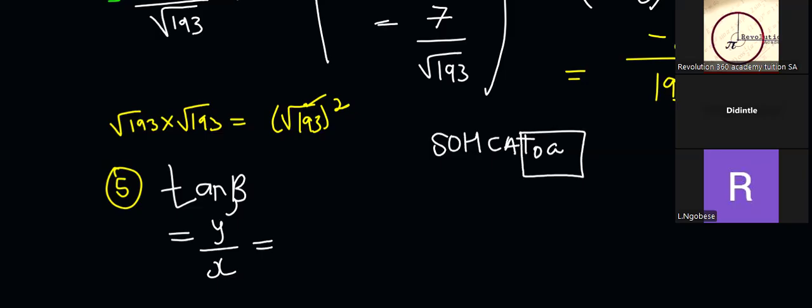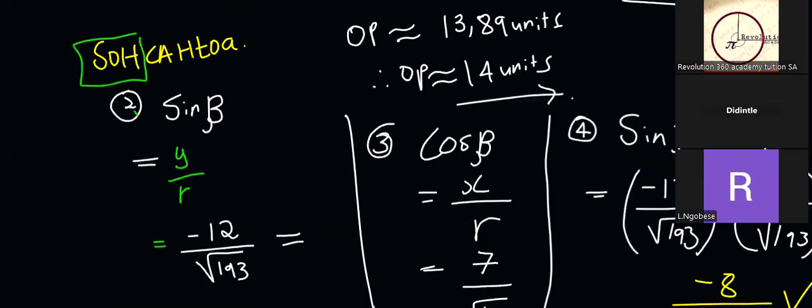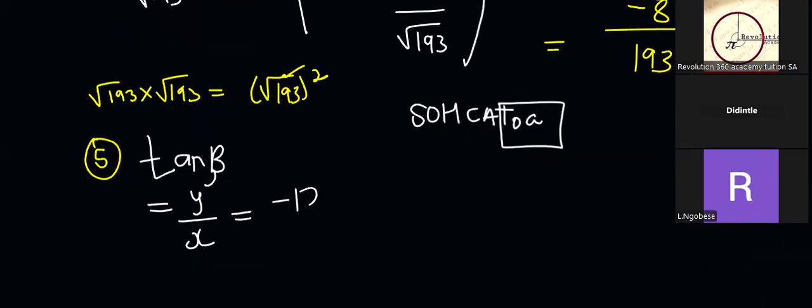You are safe. And then after that, you now substitute the value of y. You go back to your diagram. Y, I think, was negative 12. Yes, y is negative 12. So you just say negative 12. You come back here and say minus 12 all over the value of x. Let's check what the value of x was. X was 7, so you write 7.